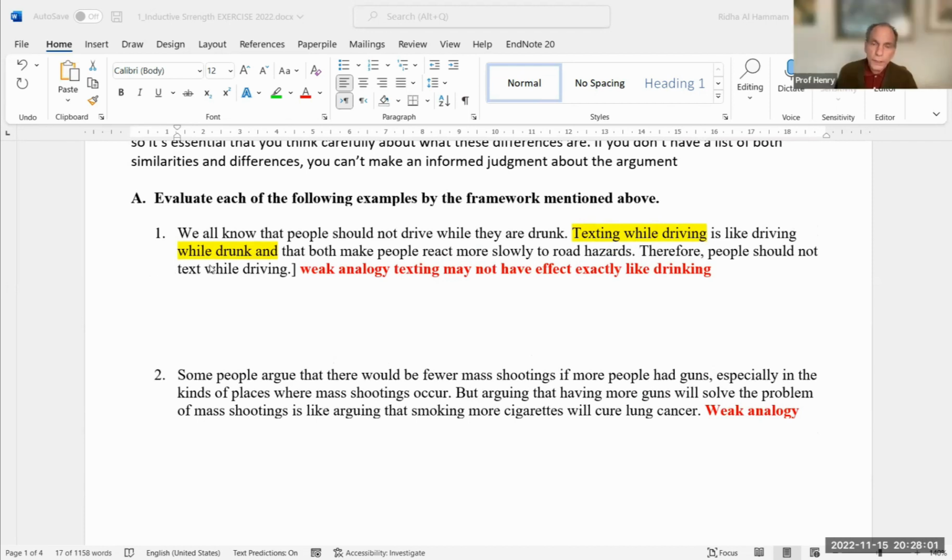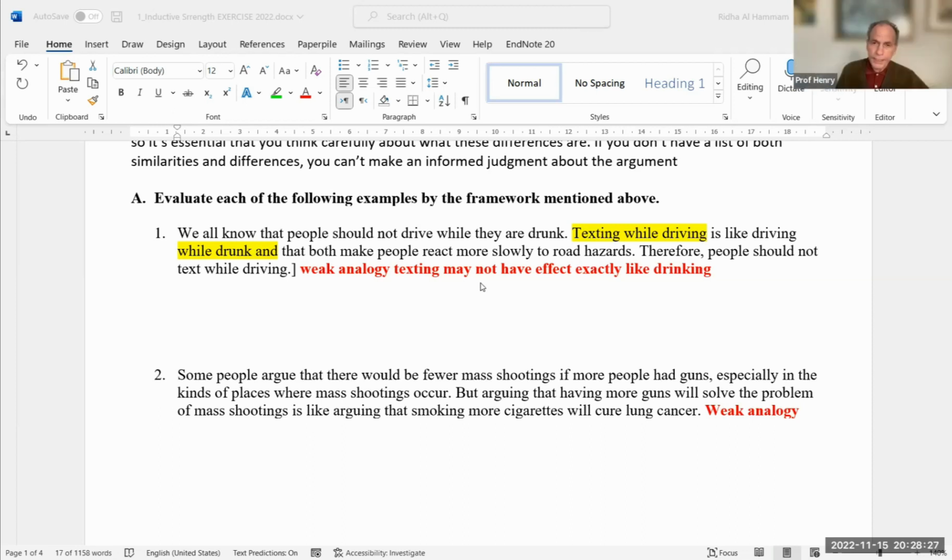Okay, good. Weak analogy. Well, what kind of effects could be different? I mean, texting and drinking both seem reasonable, right? How about they divert your attention, right? They decrease your responsibility. So causal reasoning?